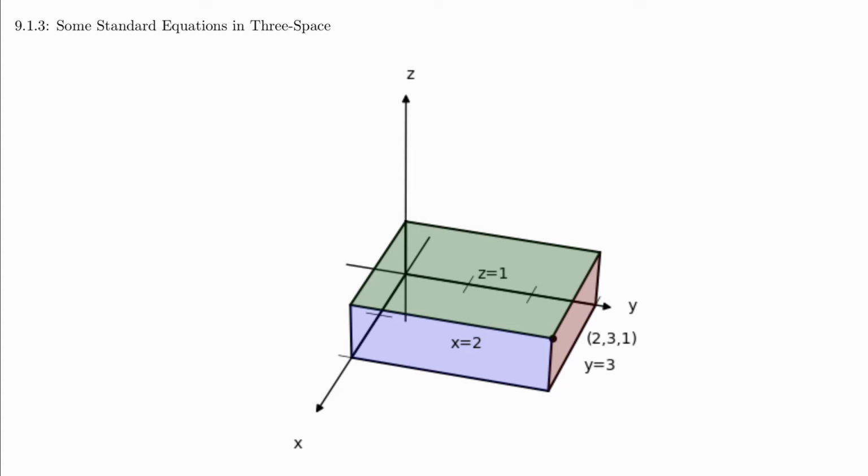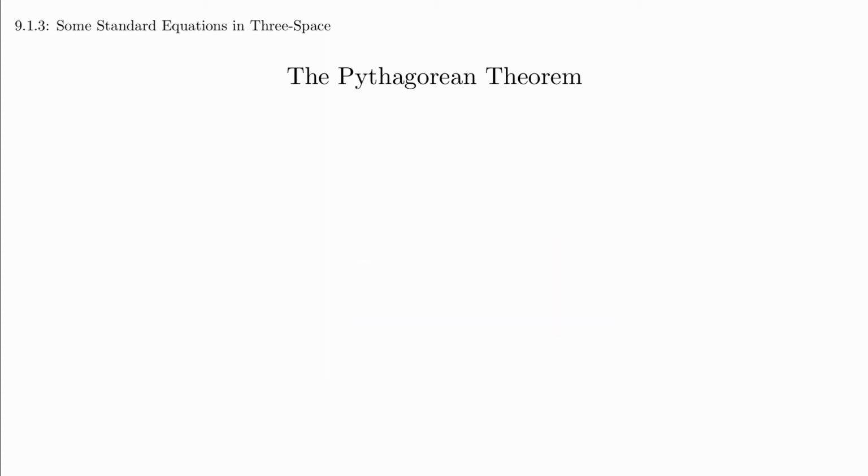It's an important fact that all the sides of the box are perpendicular to each other. This is helpful because that means we can use the Pythagorean Theorem to derive the distance formula in 3 dimensions. Remember that the Pythagorean Theorem says that if you have a right triangle, then the sum of the squares of the legs is equal to the square of the hypotenuse.